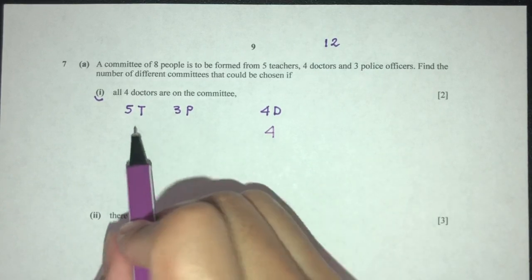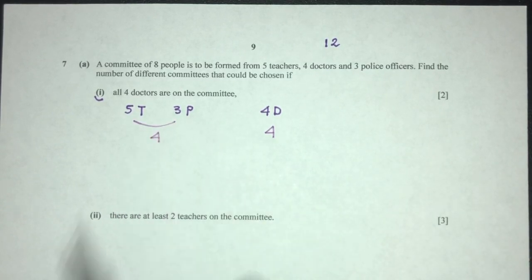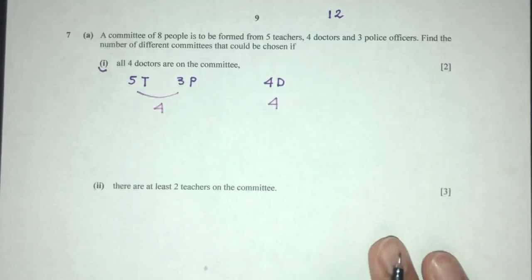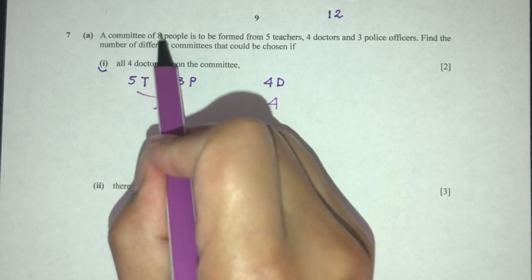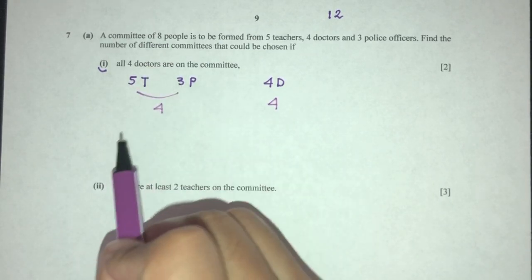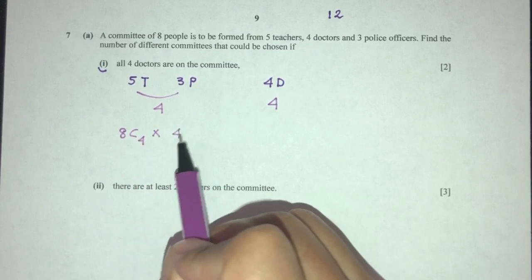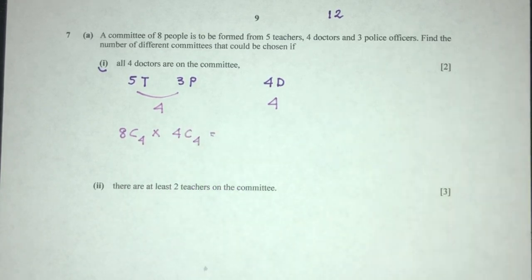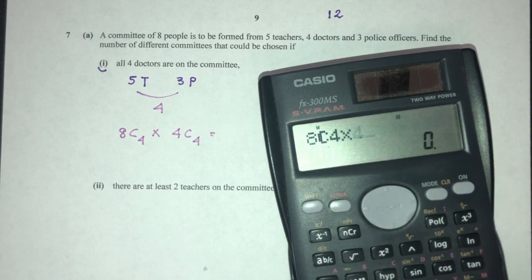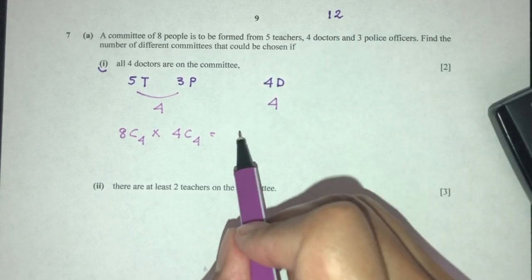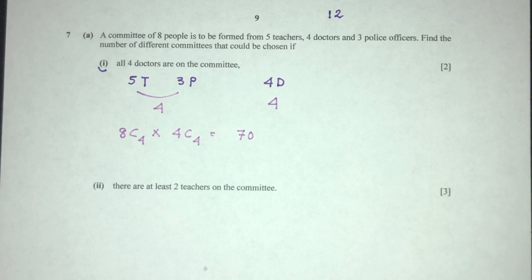Pretty easy. And we need 4 from these 2, because we need to choose from the rest. That makes sense. In total, we need 8 people. So here we have 5 plus 3 is 8. From 8 people, we need to choose 4. And from the 4 doctors, we need to choose all the 4 doctors. So 8 choose 4 times 4 choose 4. That will be 70 as your answer.